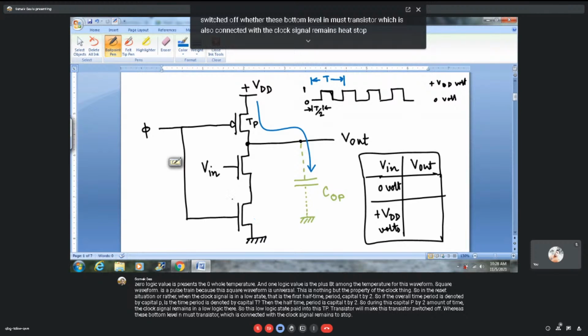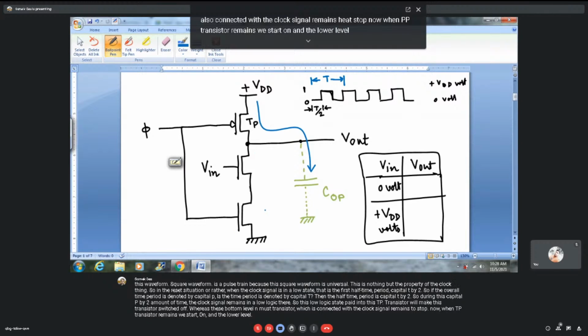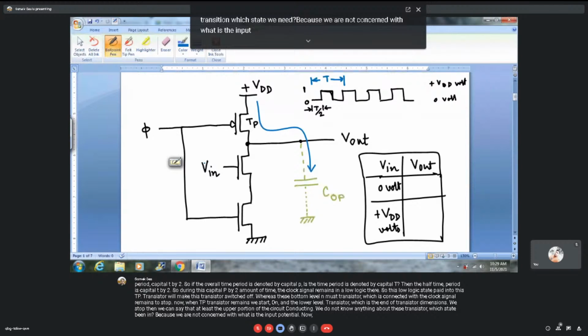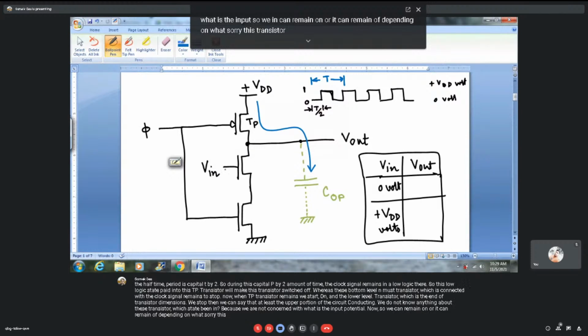Now when the TP transistor remains switched on and the lower level transistor, which is the NMOS transistor, remains switched off, then we can say that at least the upper portion of the circuit is conducting. We do not know anything about the transistor which takes Vin as input, because we are not concerned with the input potential now. So Vin can remain on or off.